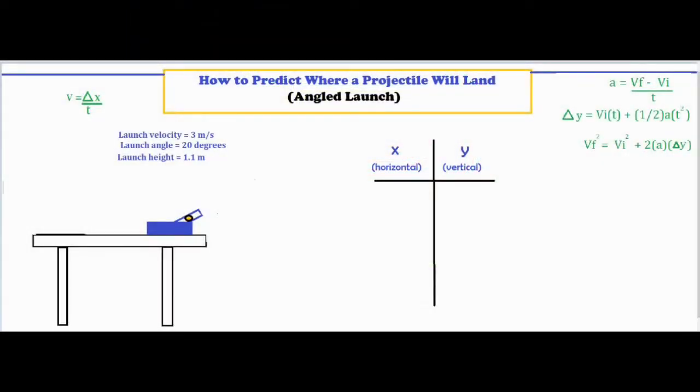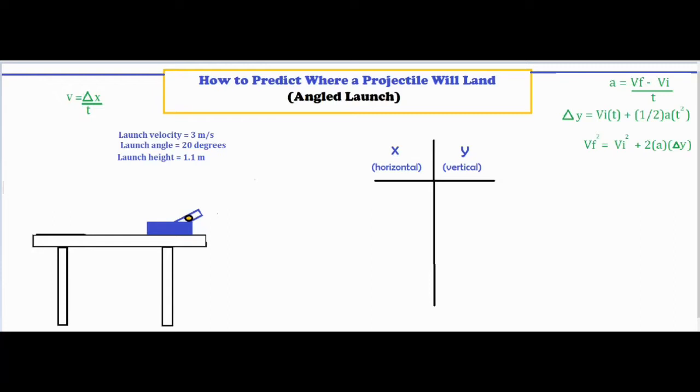In this video, I'm going to be talking about how to predict where a projectile will land with an elevated angled launch. Every projectile problem has some different variations which make it a little different and potentially a little bit more difficult. I would consider this problem a little bit more difficult than an angled launch off the ground returning back to the ground.